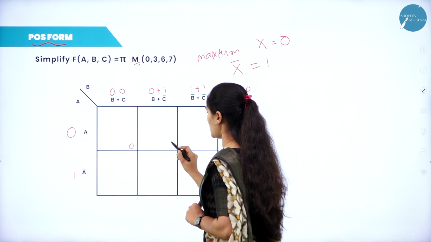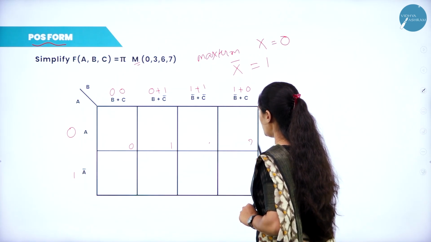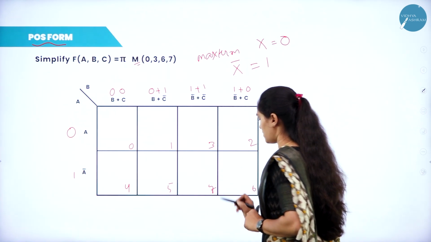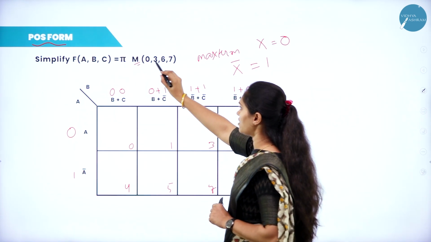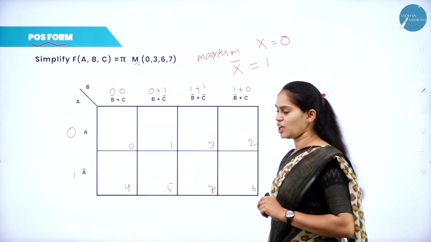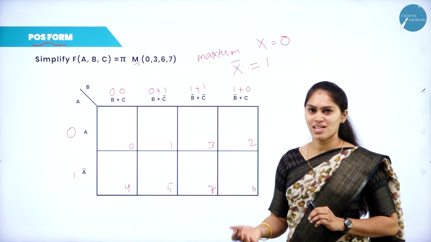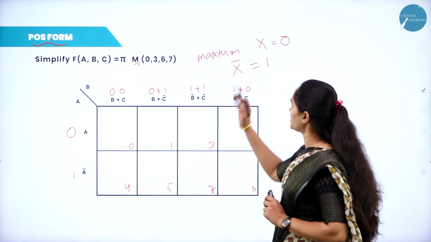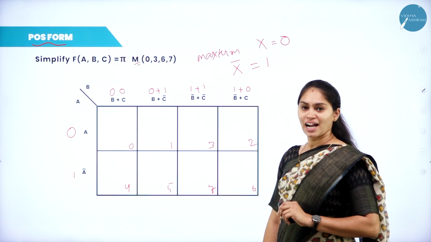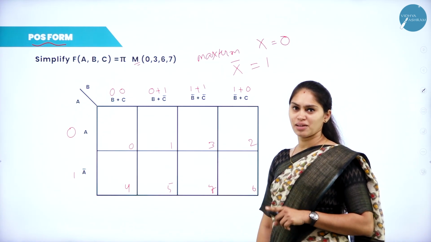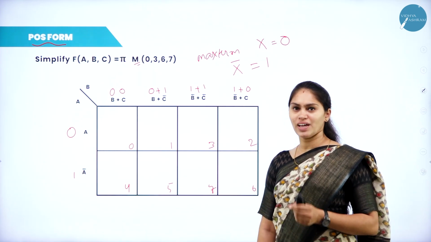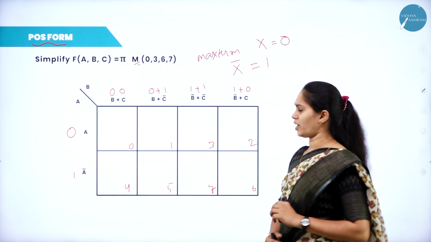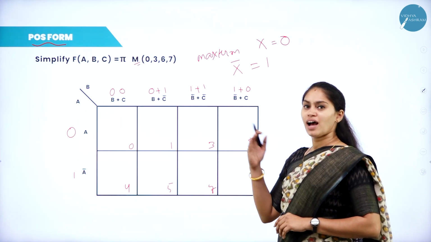Let me consider the designation 0, 1, 2, 3, 4, 5 and 6, 7. Then what are the values we have? 0, 3, 6, 7. As we all know, when we are dealing with POS, we have to take a normal variable. When we are dealing with POS or product of sum, instead of giving 1 for the variable which I am taking, I have to fill that with 0, and the empty cells need to be filled by 1.